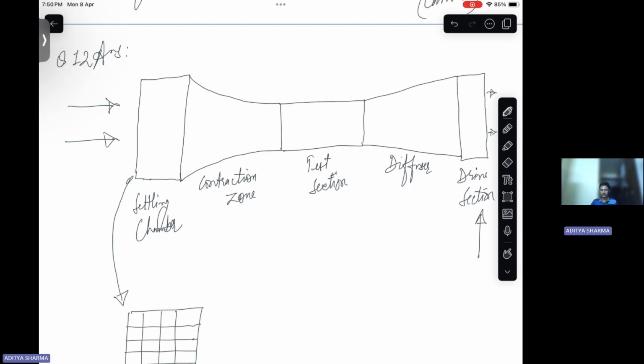And this contraction zone ends at the test section, where we keep our scaled model that we wish to study. And then for the air to exit the wind tunnel, we have a diffuser, so that pressure losses are not high as the air exits the wind tunnel.